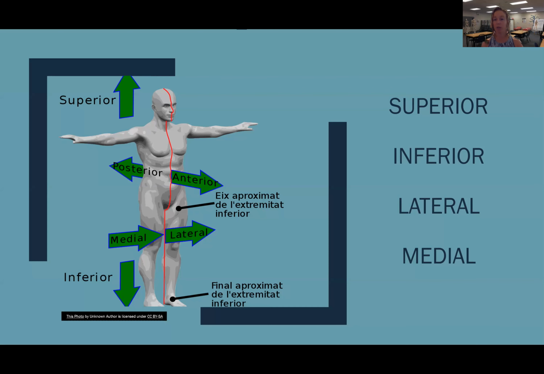So superior, inferior, lateral, and medial are 4 direction terms that we want to start out with. These really mean up, down, away, and towards, okay? So superior is up, inferior is down, lateral is out, and medial is in. We need to talk about this a little bit more because it will help you get a better understanding, okay?